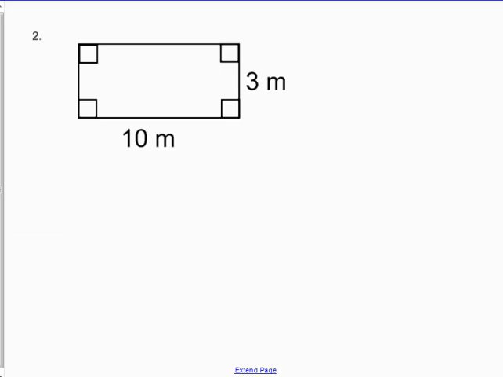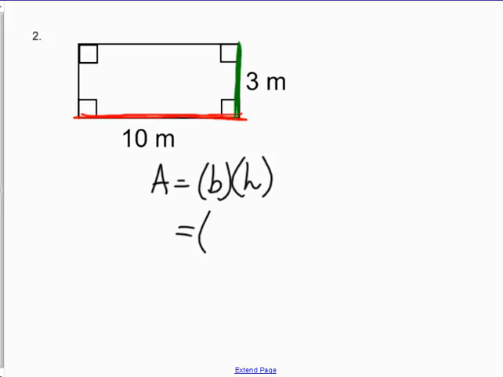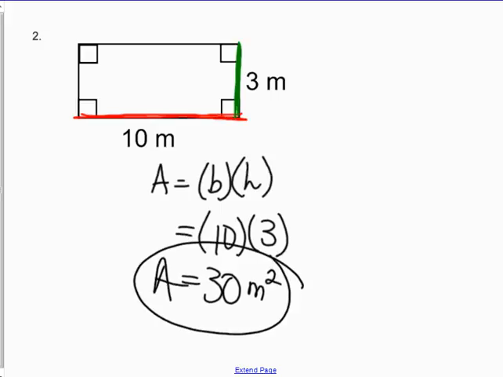So number 2, we've got a rectangle, and we've got a base, and we have a height with 90 degrees altitude. Okay, so the area of a rectangle is base times height. So that's 10 times 3, 30 meters squared. That's your answer.